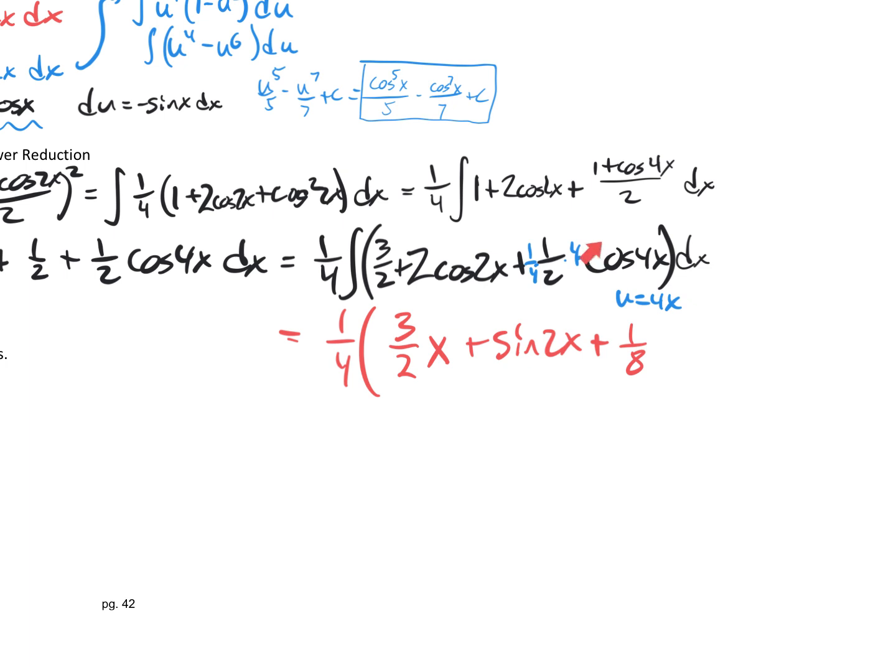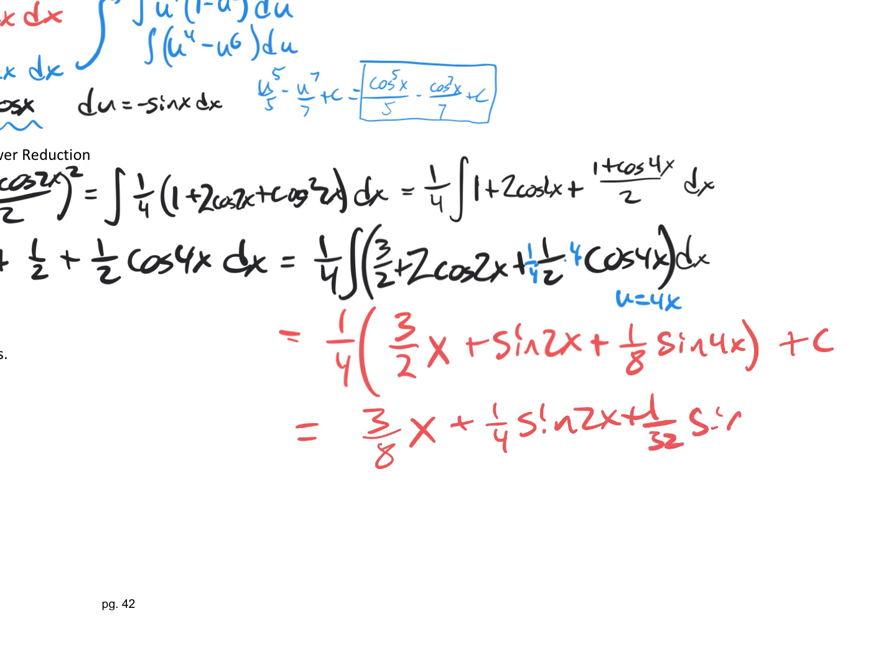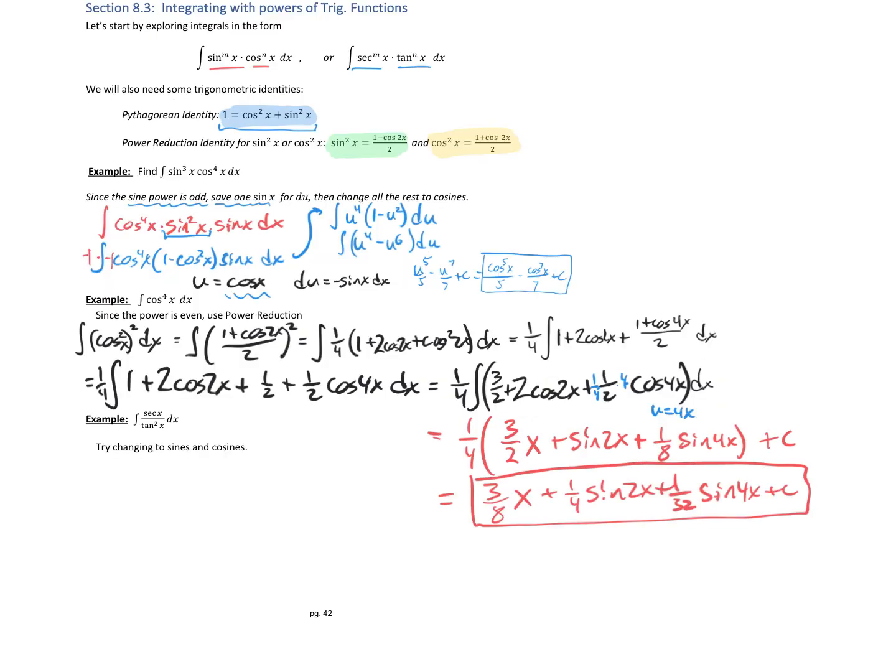And now the integral of 4 cosine 4x is sine of 4x. And there you have it, plus c. All right, and we could distribute that 1/4 and be all cleaned up, I guess, there. Plus 1/4 sine 2x plus 1/32 sine 4x plus c. All right, a lot going on. It's a challenging one there, so we'll leave it at that.